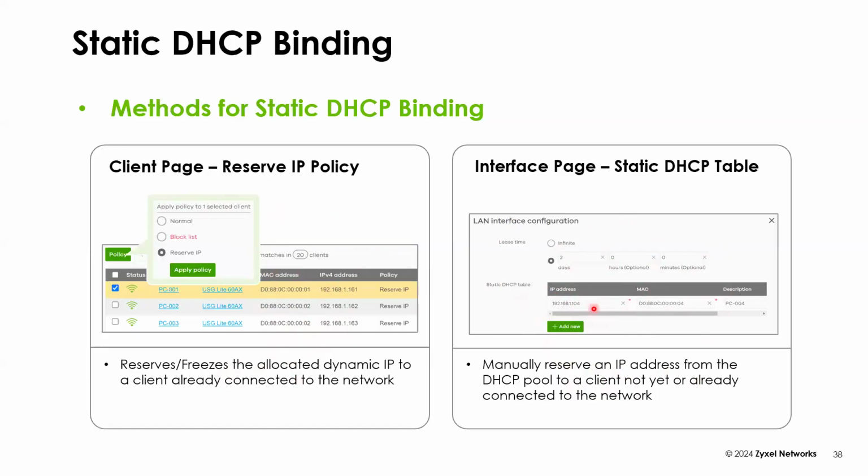Now, a question we get is, what happens if one admin did it here and one admin did it here? The static DHCP table on your router takes priority over the IP policy. So if there's a conflict, this one wins out.